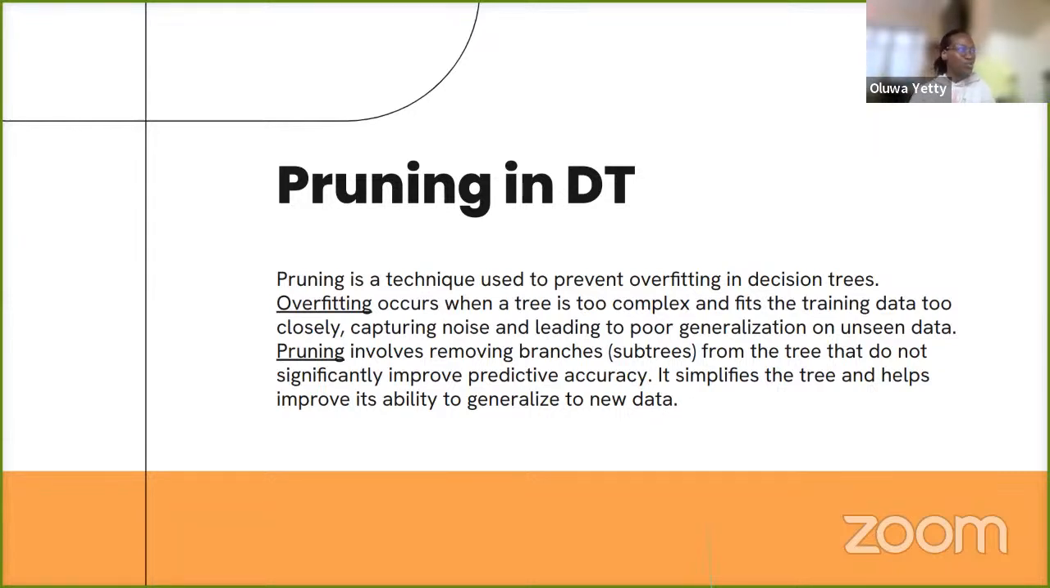You can actually do what we call pruning by removing subtrees that do not significantly improve your predictive accuracy. So for a classification model, you can use different metrics like accuracy, precision, F1 score, and all of that. From there, you can decide to remove trees that are not improving your model. So pruning is one way to avoid that high variance.